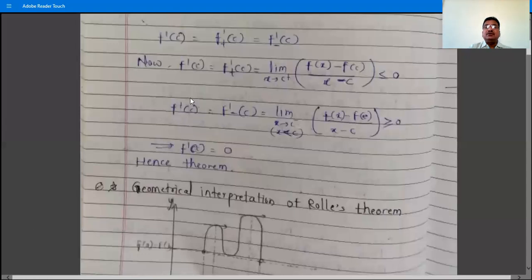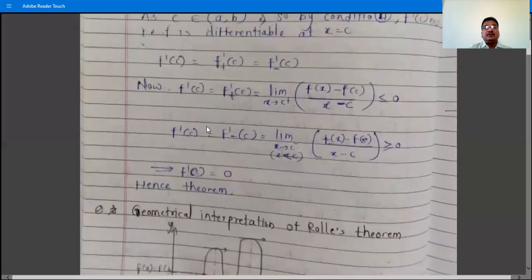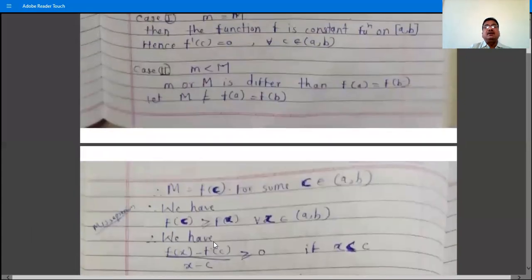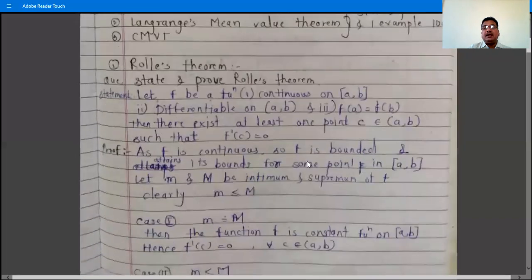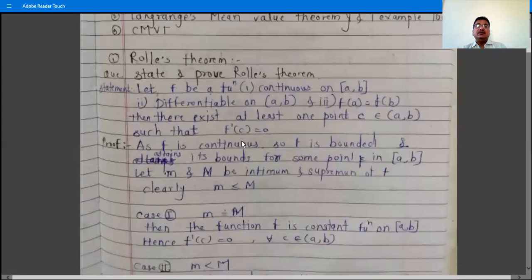And therefore f dash c is less than or equal to 0, and f dash c is greater than or equal to 0, which implies f dash c is equal to 0, because the same quantity is not less than 0 and greater than 0, which means it is equal to 0. And hence the theorem: we have a point c between a and b, belonging to the open interval (a, b), such that f dash c is equal to 0.